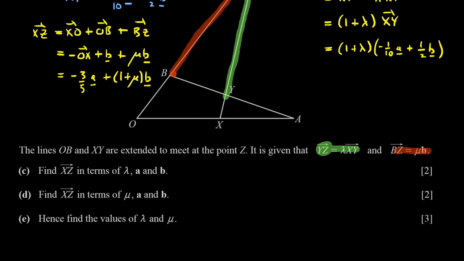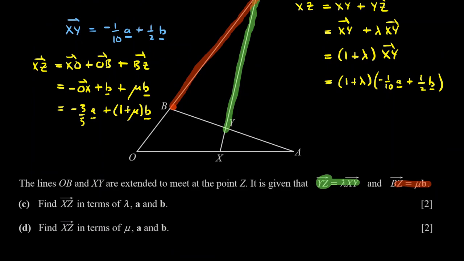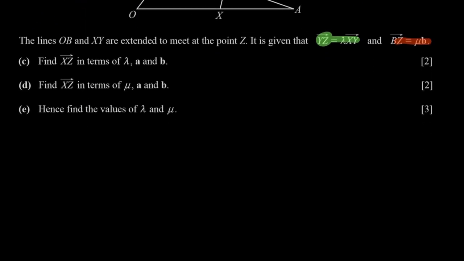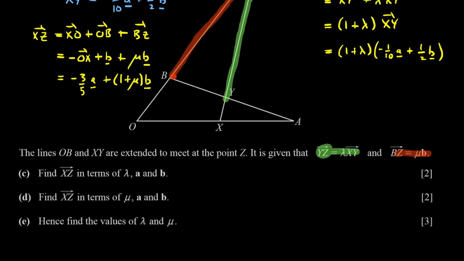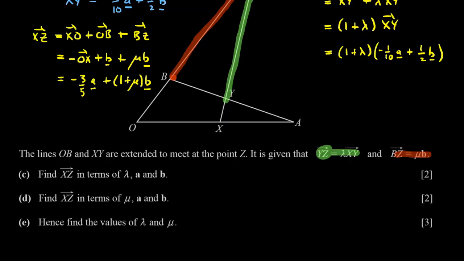All right then. Hence, we want to find the values of lambda and mu. Well, basically, what we're saying is we've got two ways of writing the vector XZ. We've got this way and we've got this way, and they're basically equivalent. So what we can do is compare the coefficients of the vector A and the vector B. Now, if we compare for the vector A, what we've got for this is minus 3/5, and what we've got for this is minus 1/10, but remember we've got to times it by 1 plus lambda.